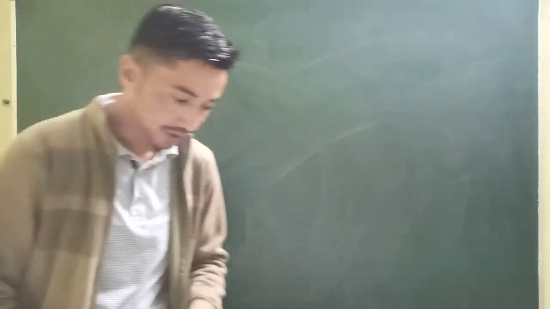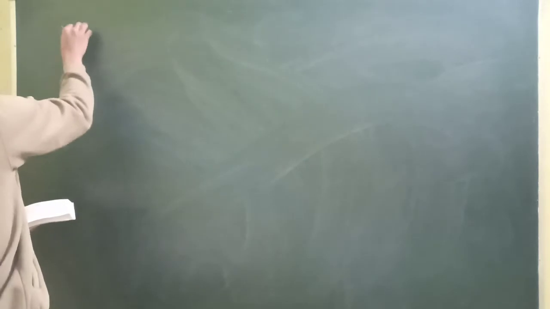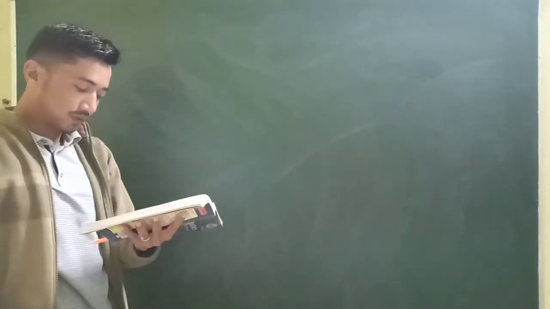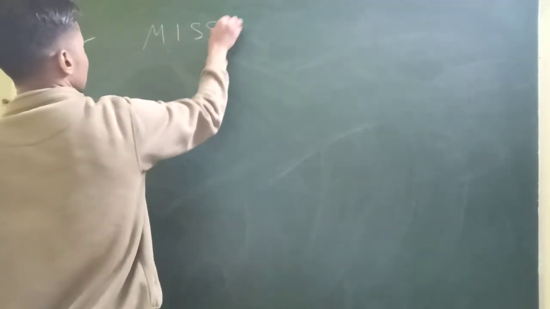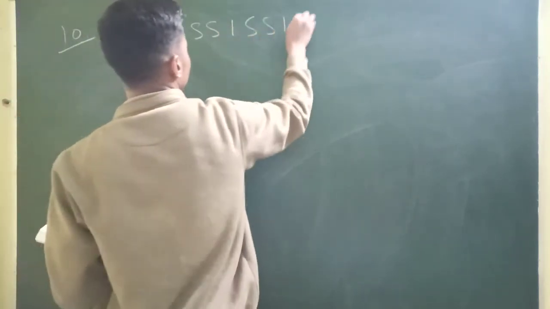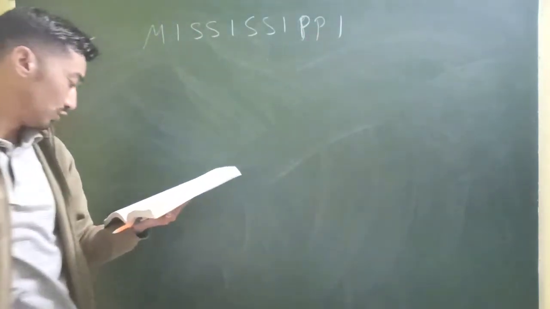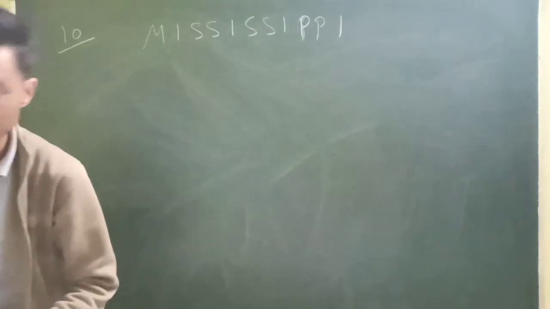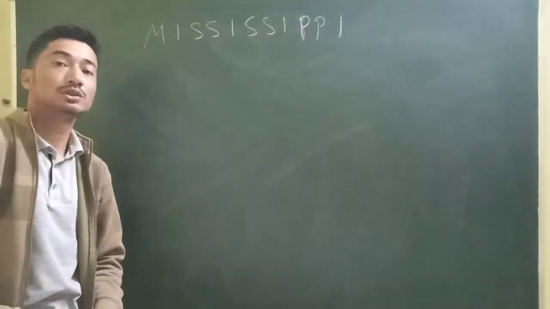Okay, so let's go to question number 10. In how many of the distinct permutations of the letters in Mississippi, M-I-S-S-I-S-S-I-P-P-I, do the 4 I's not come together? Let's talk about that later on.